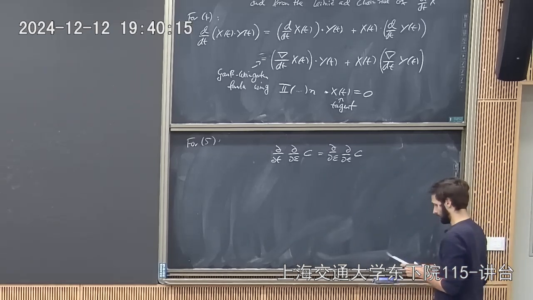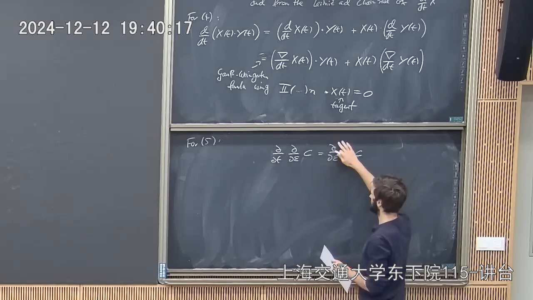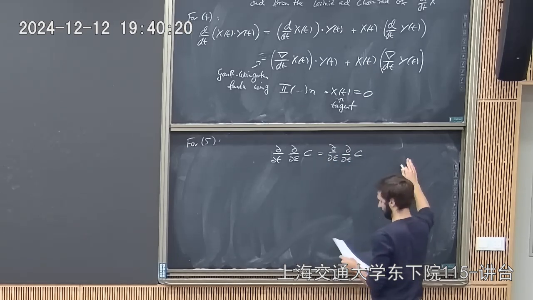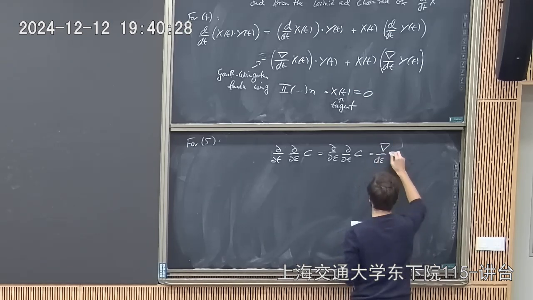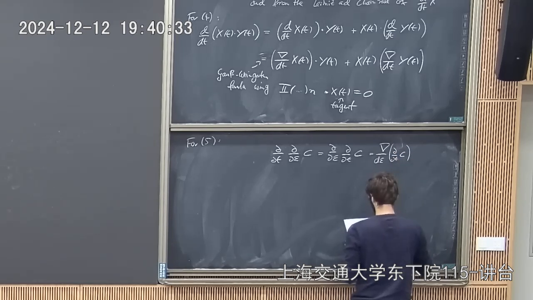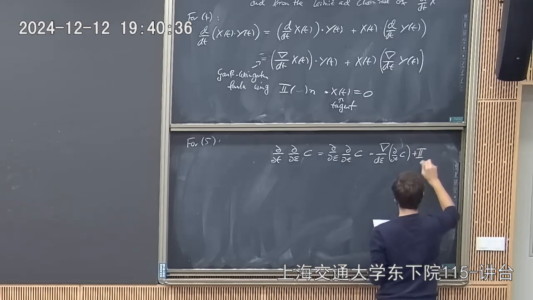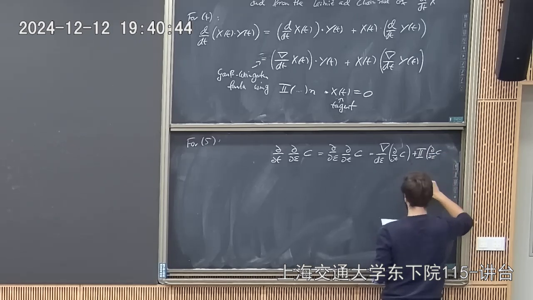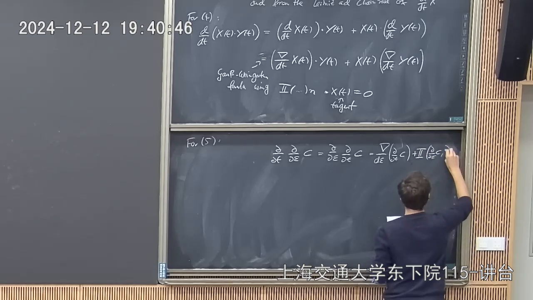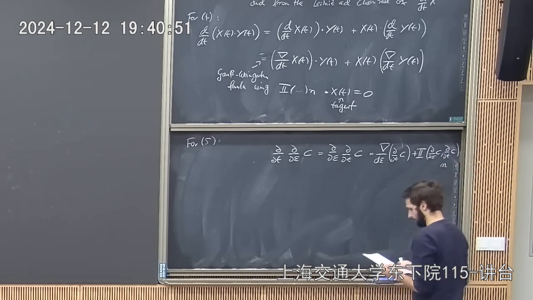Now we use that we know this d d epsilon we can replace by the covariant derivative plus something normal. So I can write this using the Gauss-Weingarten map as this expression plus the second fundamental form evaluated at d d epsilon of the curve times ddt of the curve, and then the normal direction.